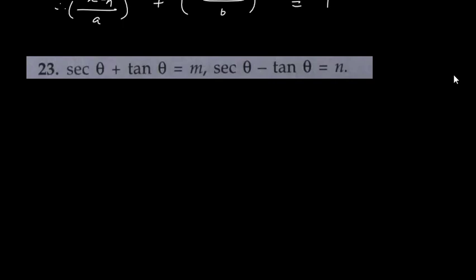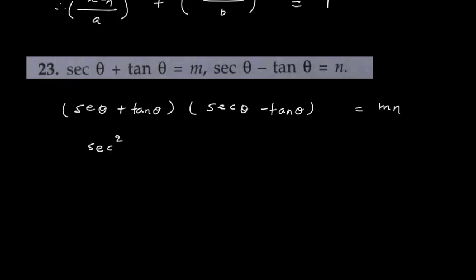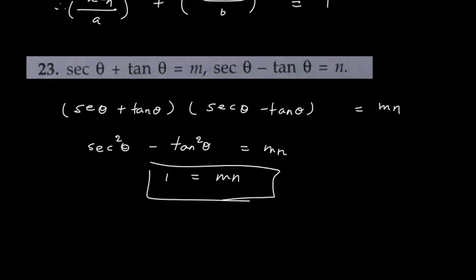Now here the next question: we have sec theta plus tan theta is m and sec theta minus tan theta is n. Sec square theta minus tan square theta is 1. So what you do? You multiply these two equations. So sec theta plus tan theta into sec theta minus tan theta. Here you will get m into n. Here we have sec square theta minus tan square theta, and here we have m into n. This is 1. So 1 is equal to m n. So this is what we get after eliminating theta.